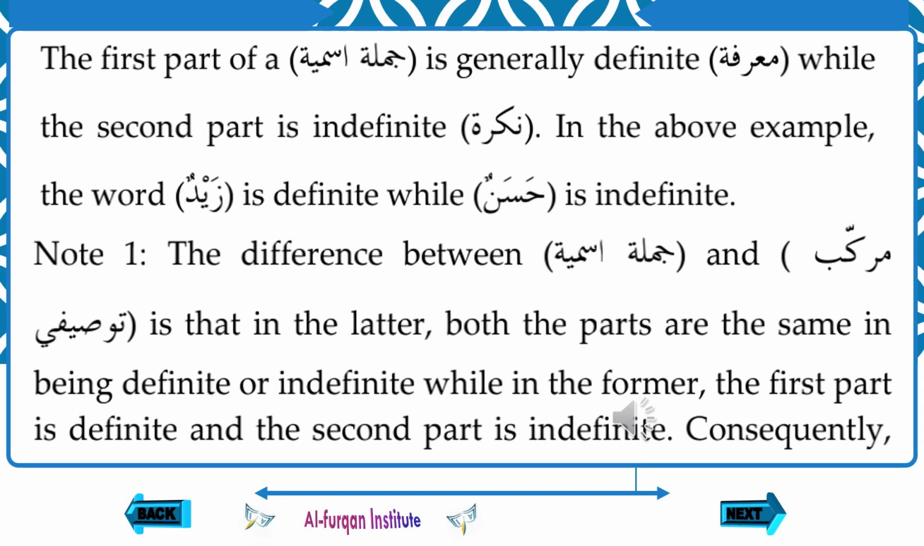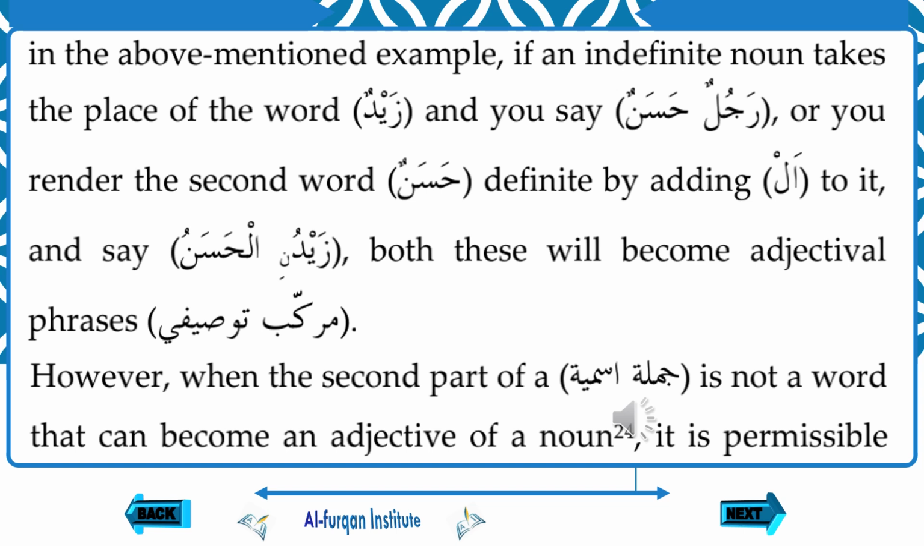As we are saying, in the words rajulun hasanun, if an indefinite noun takes the place of the word zaidun and you say rajulun hasanun, or you render the second word hasanun definite by adding al to it and say zaidun al-hasanu, both will become an adjectival phrase, that is murakkabun tawsifiyun. It will become an adjectival phrase.